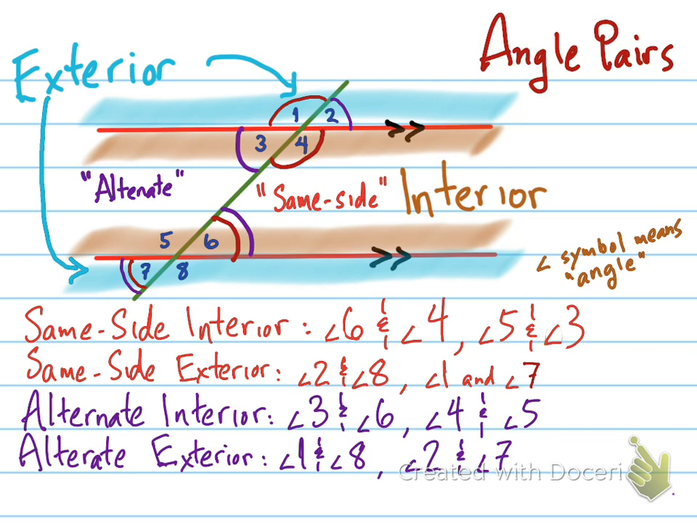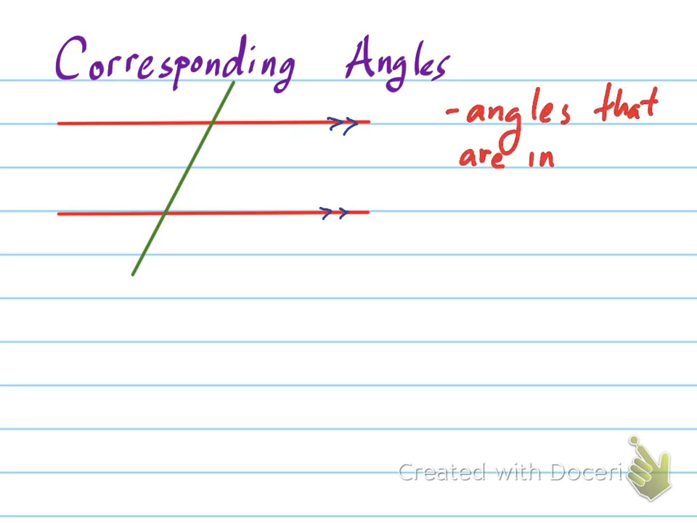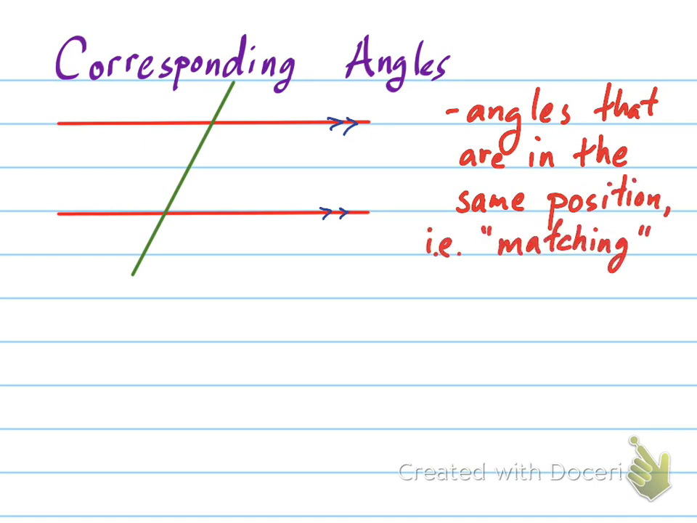All right. Now, another super important set of angle pairs in this situation are called corresponding angles. So corresponding angles are angles that are basically just in the same position. You see there's two intersection points as that transversal crosses those two parallel lines. And each intersection point sets up some angles. And if the two angles that we're talking about are in the same position, then we call them corresponding.